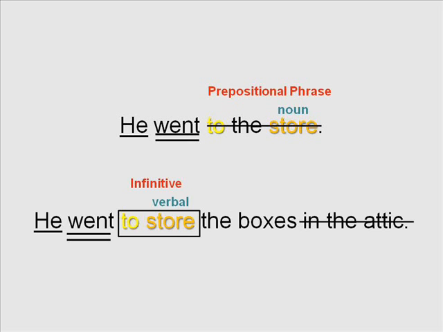Another sentence, he went to store the boxes in the attic. Again, we have the word to, and we have the word store, but this time they're working together to form an infinitive, which is a verbal. It's not a prepositional phrase. Store isn't a noun, it's a verbal. So hopefully you understand the difference here between these two, that to can be a preposition or it can be part of an infinitive.